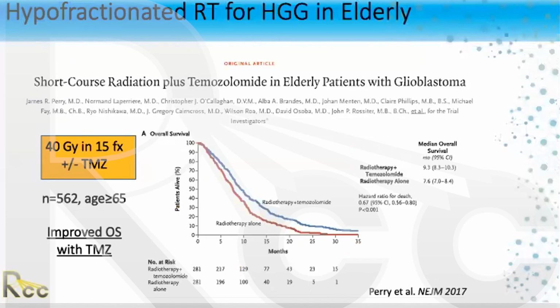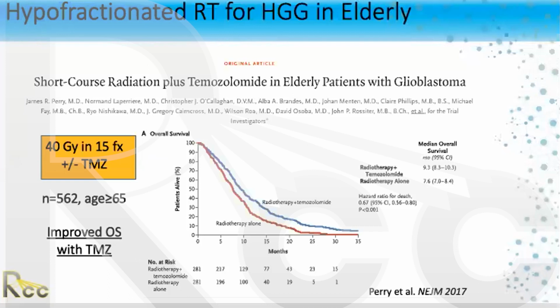Now, if you look at this Perry paper published in the New England Journal of Medicine, this was looking at patients incorporating temozolomide into the 40 gray in 15 fraction regimen. And you can see here, as was the case with the Stupp regimen, that the inclusion of temozolomide actually improved outcomes.